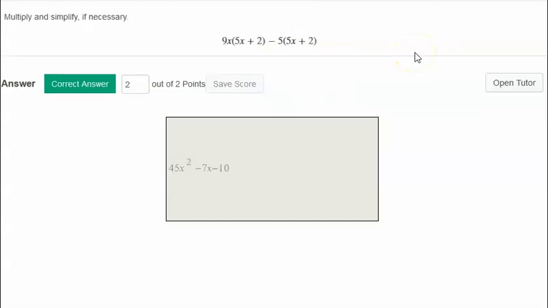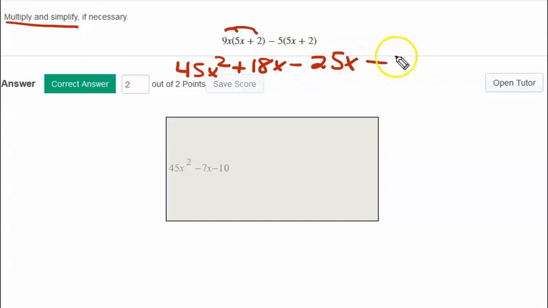Now here, again, a couple of questions could result as we see this example. But what are they asking? Just multiply and simplify. Okay. So we're going to distribute, and this becomes 45x squared plus 18x minus 25x minus 10. And now we combine like terms of our 2 in the middle, and we get this.